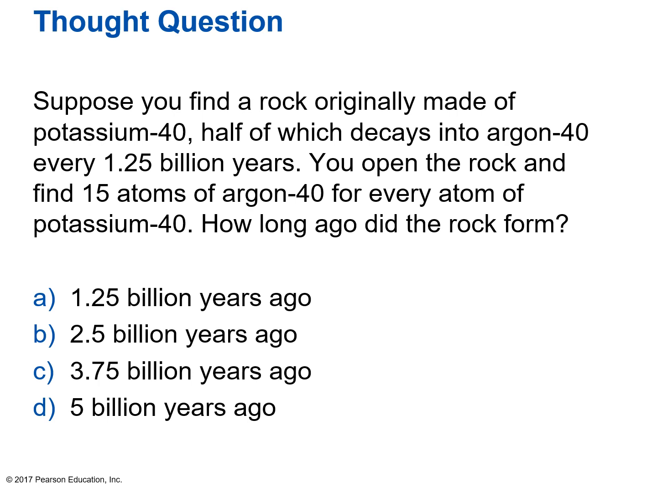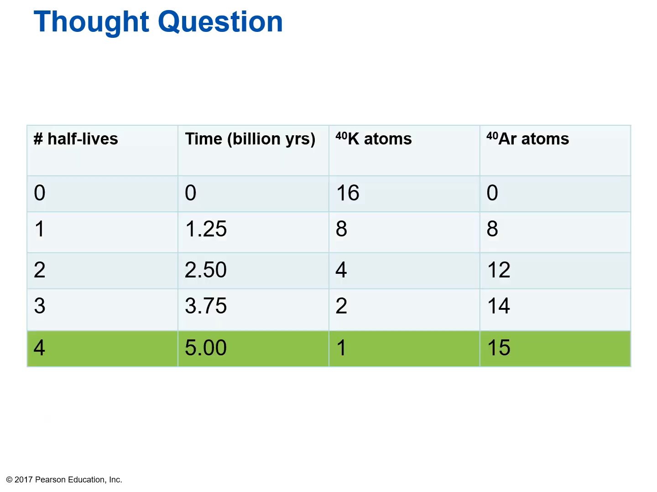All right, so I just stated the half-life right there. You open the rock and find 15 atoms of argon-40 for every 40 atoms of potassium-40. How long ago did the rock form? And so we're looking at this ratio. There's 15 argon-40 atoms for every one potassium-40. So we think about this chart right here. When the rock formed, it was 100% potassium-40.